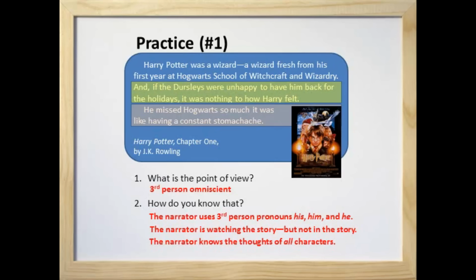And what about Harry? He missed Hogwarts so much that it was like having a constant stomach ache. Did Harry say these words out loud to someone? No, he didn't. This was a silent thought that Harry had in his mind, and the narrator knew this thought. So, if the narrator knows Harry's thoughts and the Dursleys' thoughts, that means it's third person omniscient.